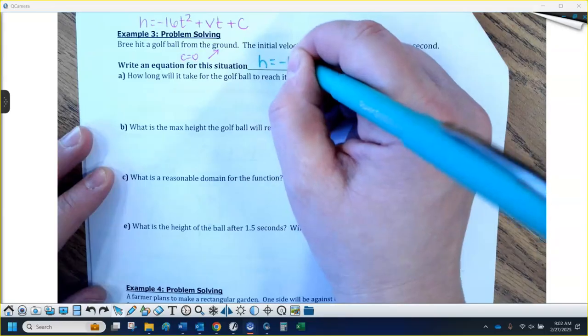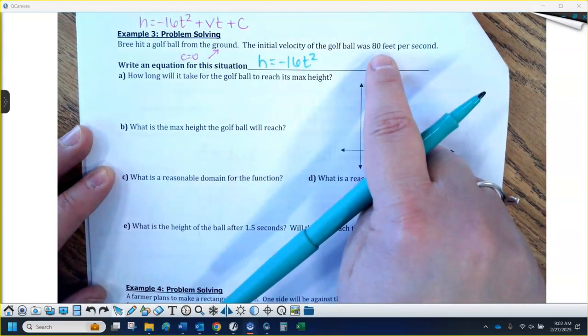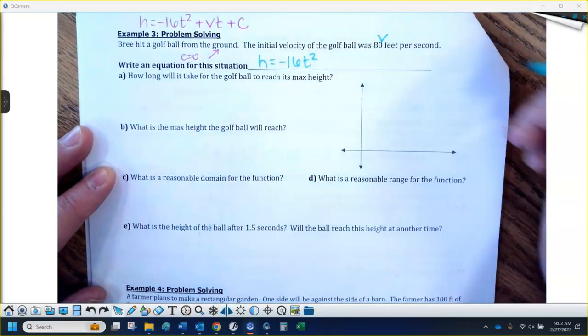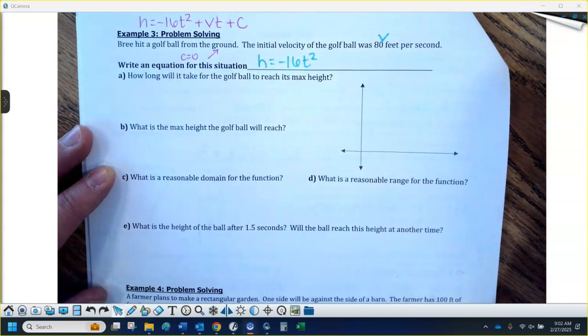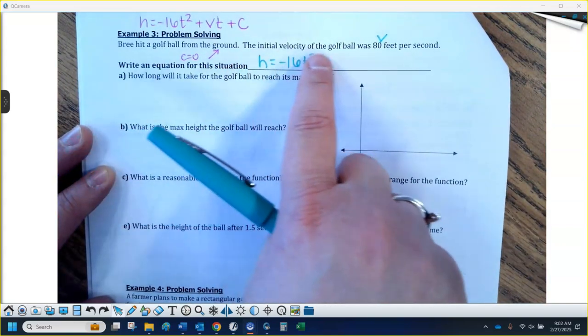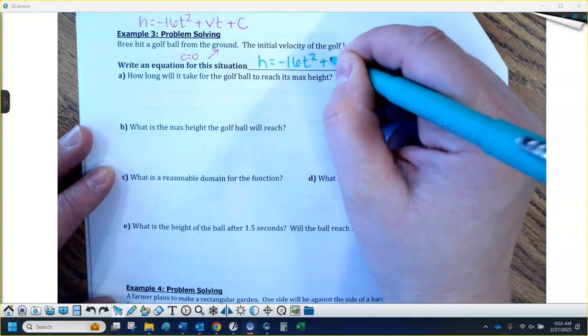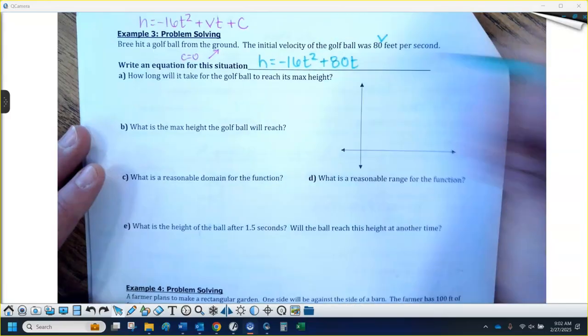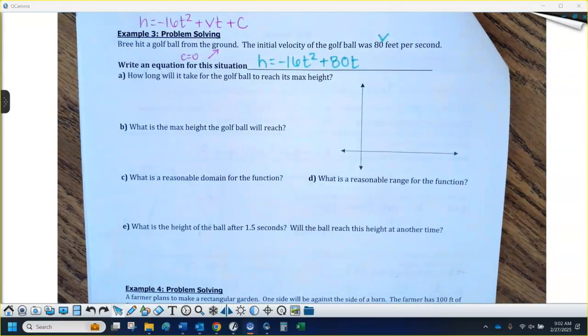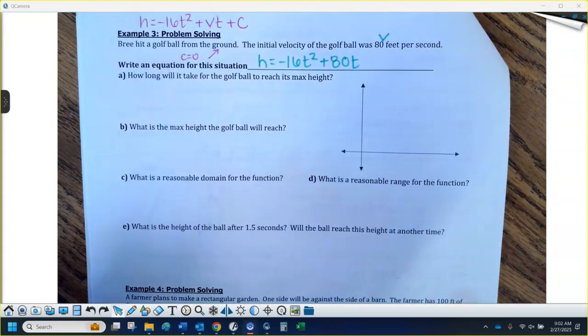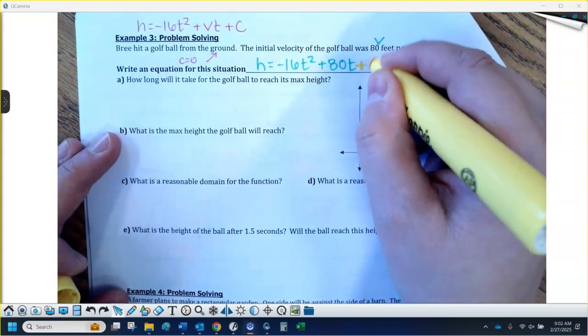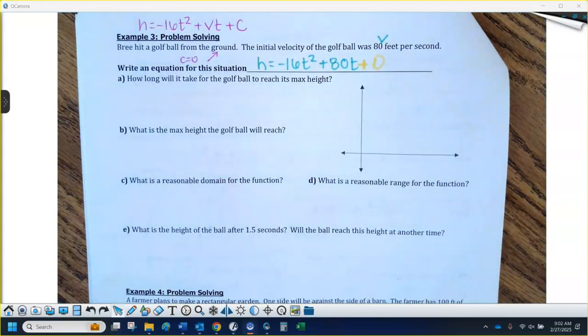Let's go ahead and write a little formula for this. This would be negative 16t squared. Velocity is the 80 feet per second. I apologize, I didn't read that. Initial velocity of the golf ball, 80 feet per second. So that's how fast she's hitting it. So that second term would be plus 80t. And then if the C value is 0, we just don't have any more to the equation. I could put plus 0 here, but you probably would not see that on an actual equation. They would just stop writing it after the 80t.